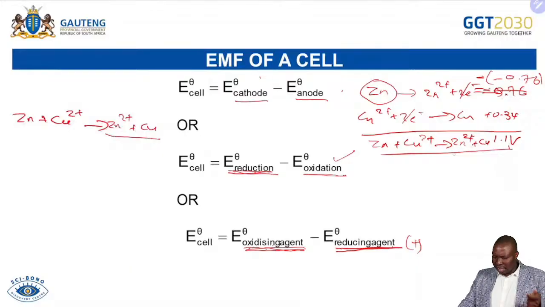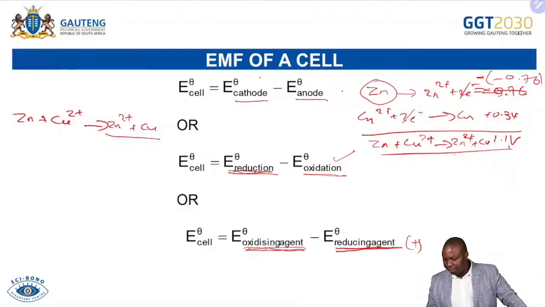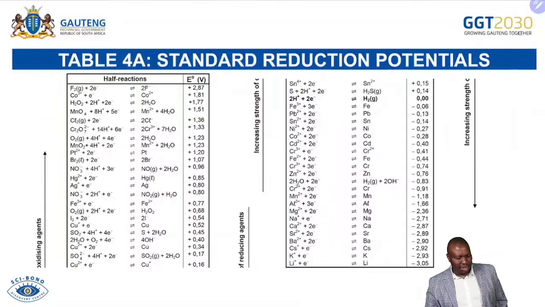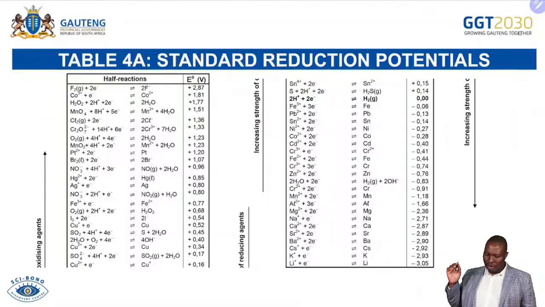And when the answer is negative, definitely we are talking electrolytic cell, a non-spontaneous process. I hope that helps you. As now we go straight to questions. After the table, we are saying table 4A and table 4B.